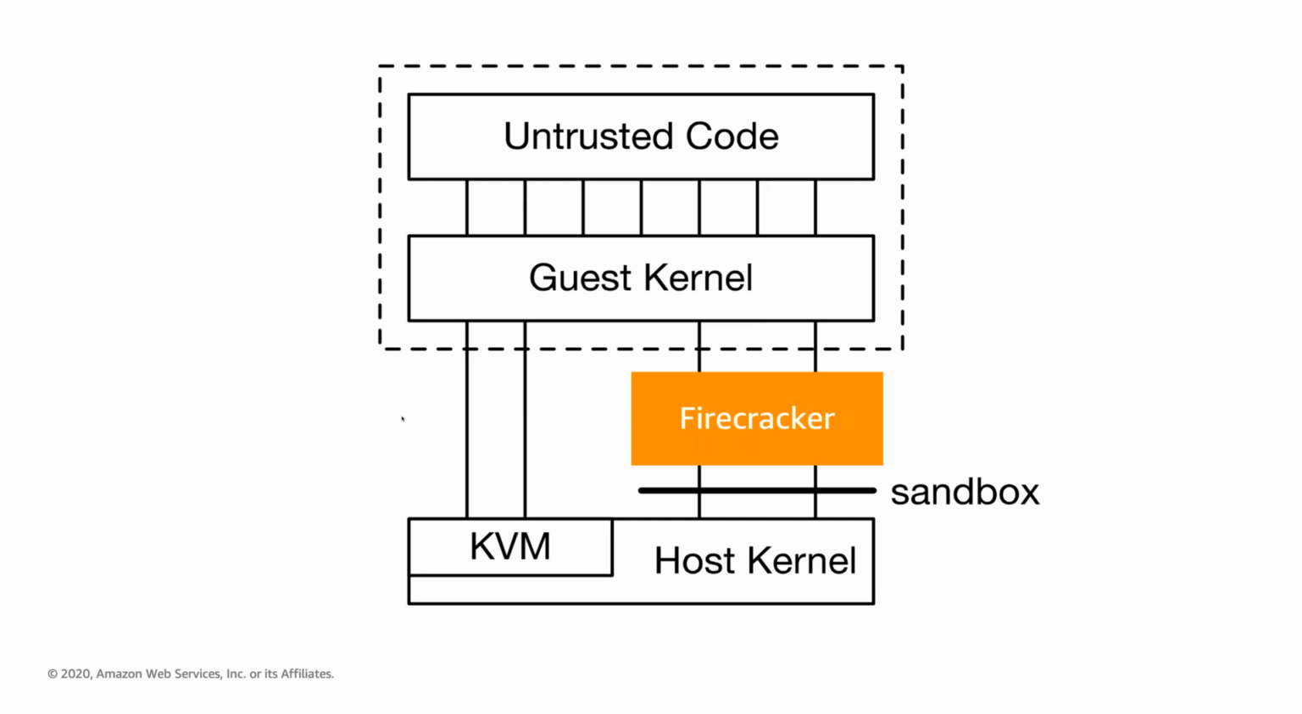Firecracker sits next to KVM, running there on top of the host kernel, and firstly, it does setup of KVM. It talks to the kernel and says, set up this VM for me, and does the I/O virtualization. And so it handles block I/O and handles networking and so on.